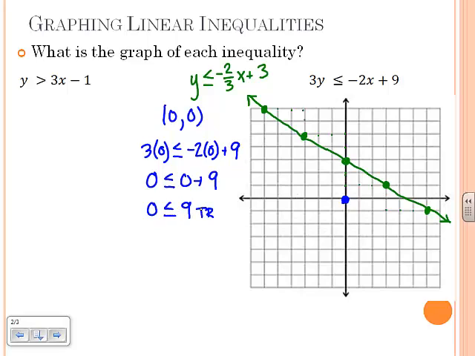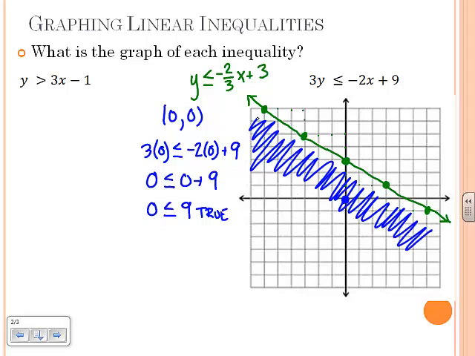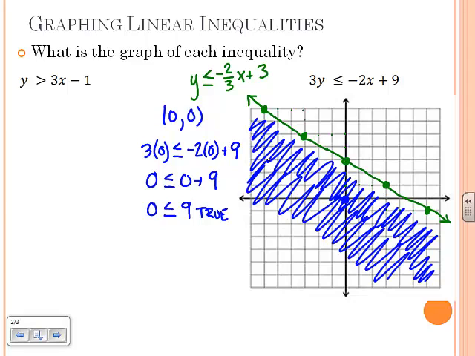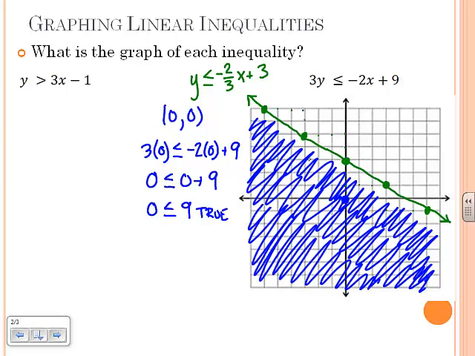This time the statement is true, so we want to color in the side where that point is. So this time we're going to color in the side containing that test point, which would be this side. Once again, make sure that you color in that entire side of the graph from the line all the way to the ends of the graph. So your solution region is anything on this line or all the way down to this end of the graph in the shaded region. Anything here in the empty region is not a part of your solution.